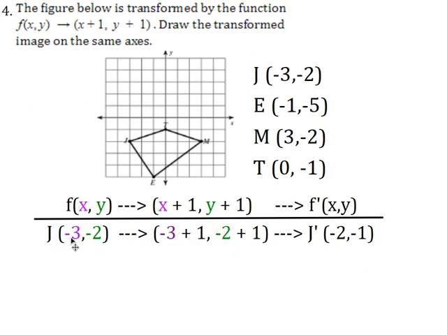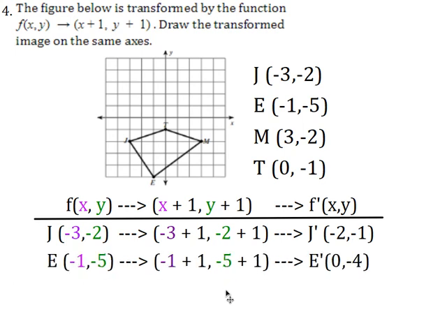If we take J at -3, -2, those are my X and my Y. All of these are domain values, so I'm just going to plug them into their appropriate spots. -3 plus 1 gives me this -2. -2 plus 1 gives me this -1. Then we can go through for E, to find E prime. -1 plus 1 gives me 0. Plug in the -5 for Y. -5 plus 1 is -4.